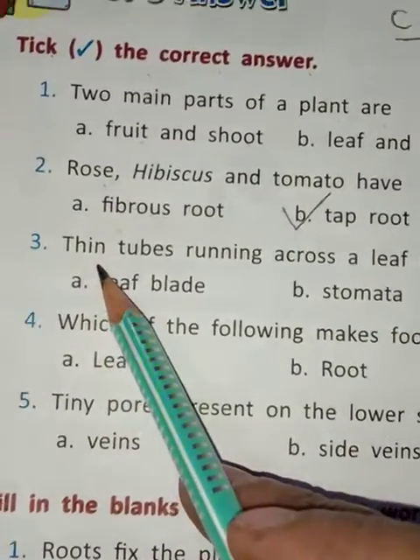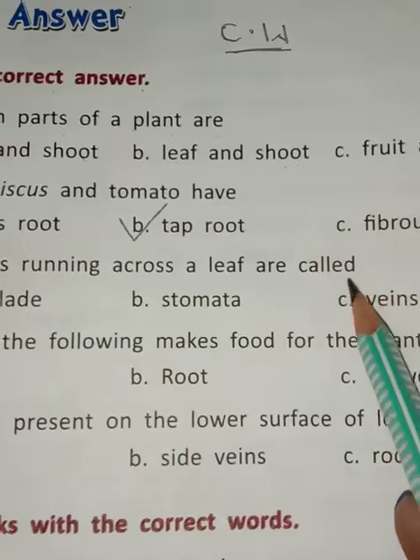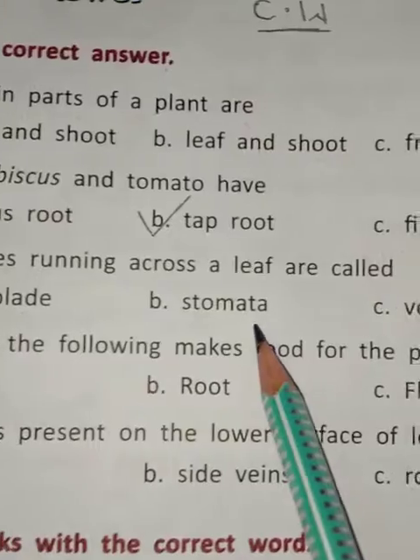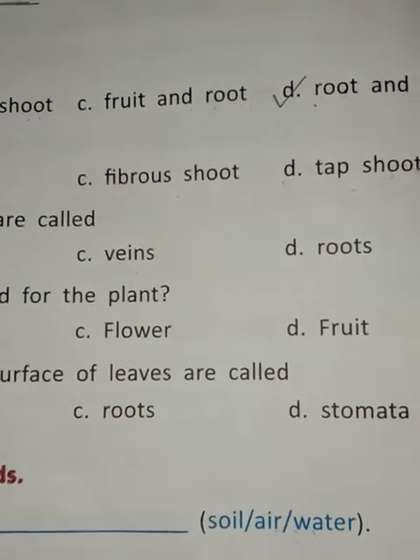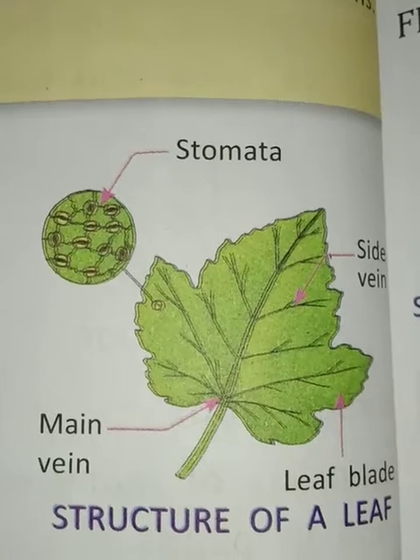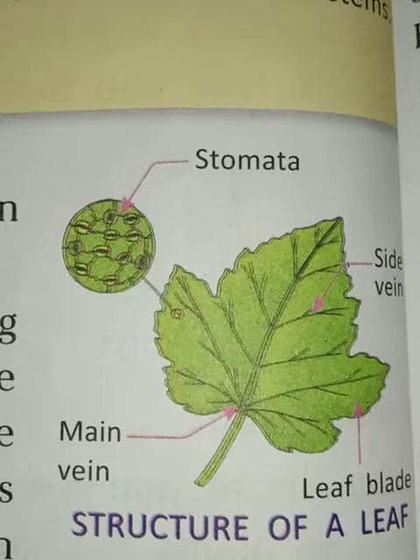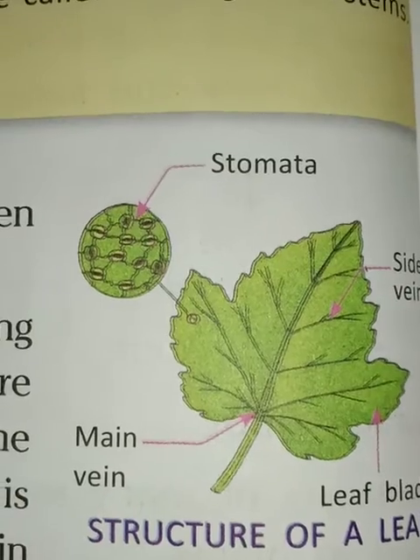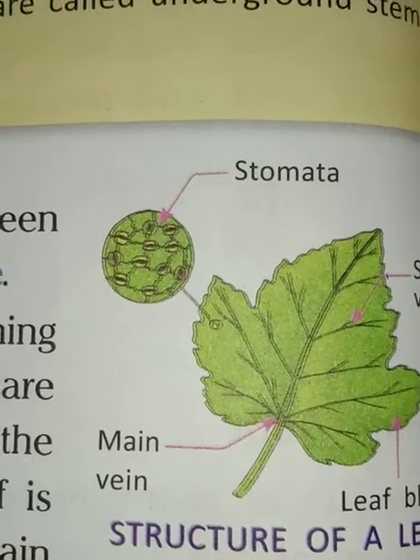Third, thin tubes running across a leaf are called. Now options: A, leaf blade, B, stomata, C, vein and D, roots. Students, already I have explained about leaf. Yes, some lines run across the lower surface of the leaf. These lines are tubes called veins which carry water and minerals to the leaf.